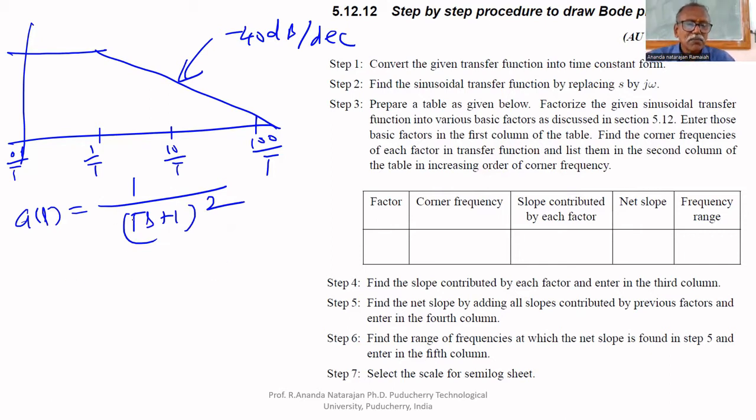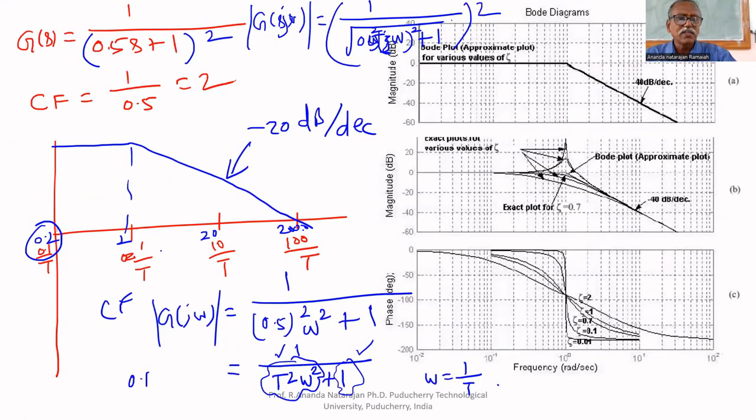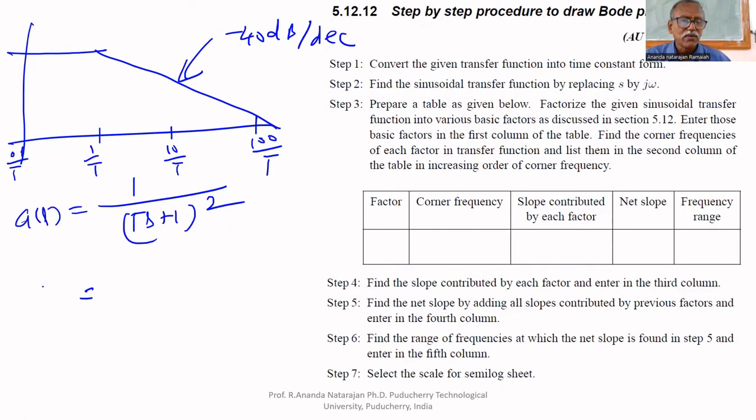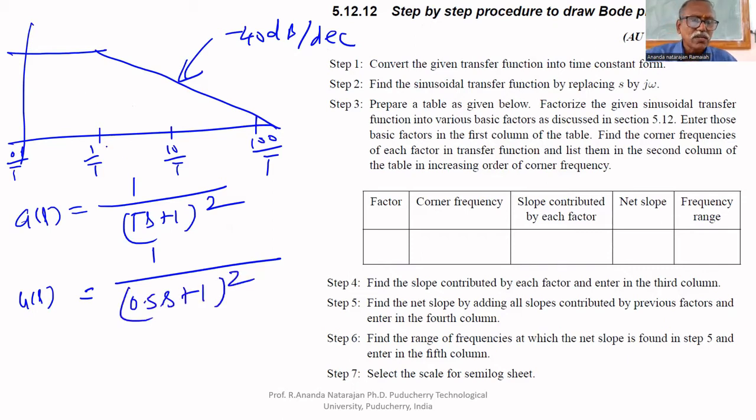Generalized case. Suppose tau equal to 0.5. Then G of s equal to 1 upon 0.5s plus 1 whole square. Therefore, 1 by tau equal to 1 by 0.5, that is 2. This becomes 0.2, this becomes 20, this becomes 200. That's all.